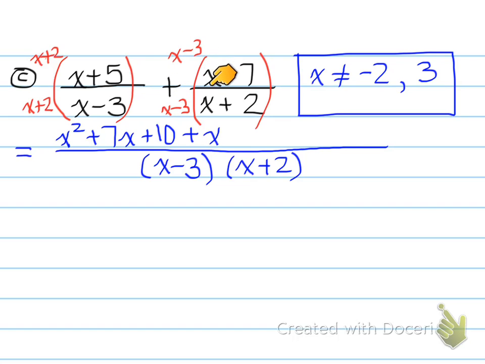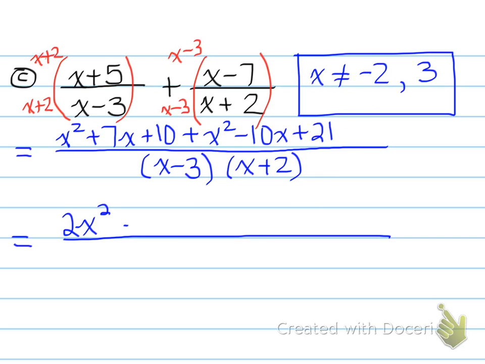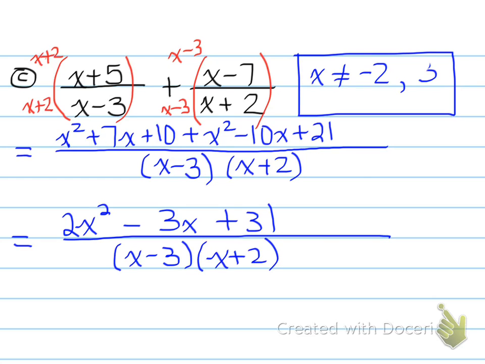So we're looking at x times x, which is x squared. Now, minus 7x minus 3x is going to give us minus 10x. And minus 3 times minus 7 is plus 21. What we'll do now is collect like terms. Because we've already stated our restrictions, we have our common denominator, we can now simplify the numerator. And we get 2x squared minus 3x plus 31 with the denominator as such.